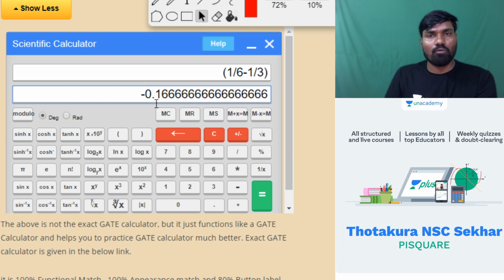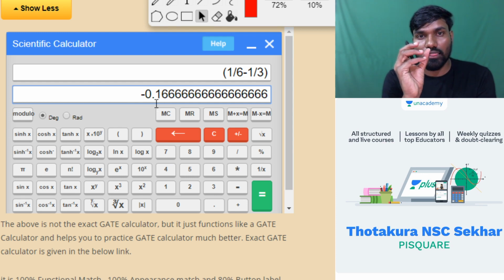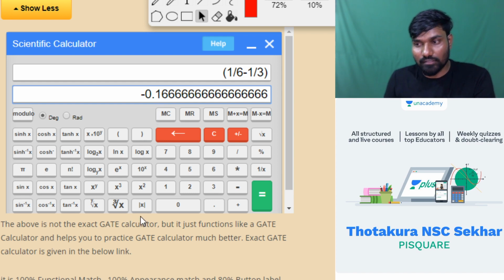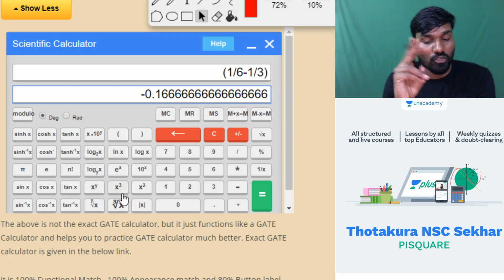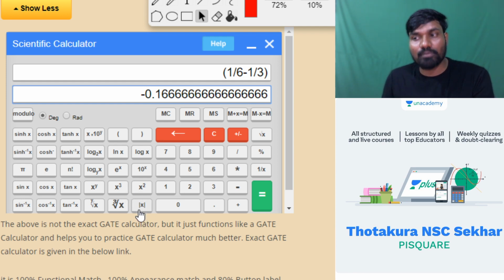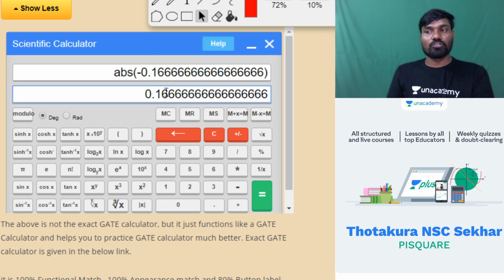This is the answer. I want to take only the value, not the sign. Look at this. What is this? Mod of x. Mod means, I told you, it's not complex mod. It's just a polarity mod. Mod of this. If I perform this, tell me what will happen. Whatever is there in display 2 will be taken as x. That's it. The absolute value of this is this. How simple is this? Done with it? Okay. Now the next one.